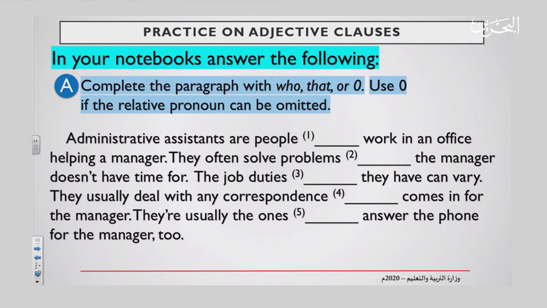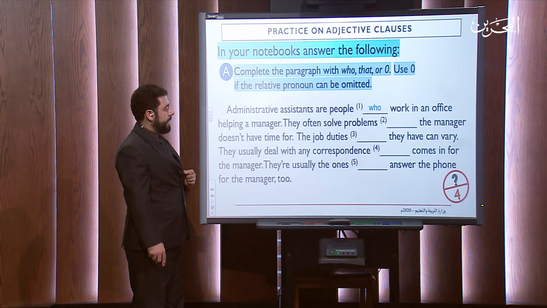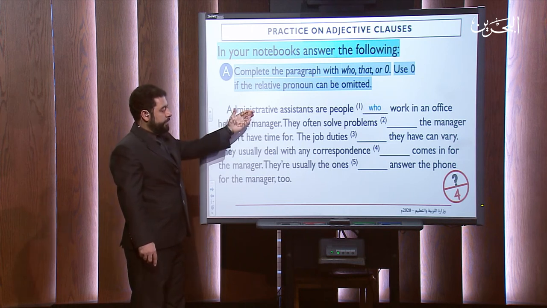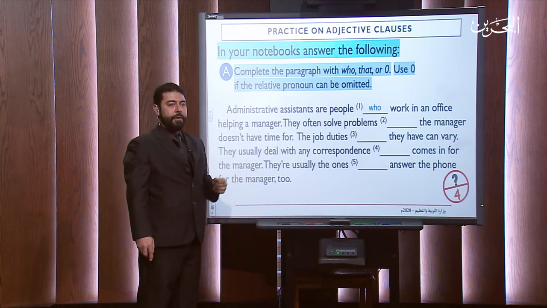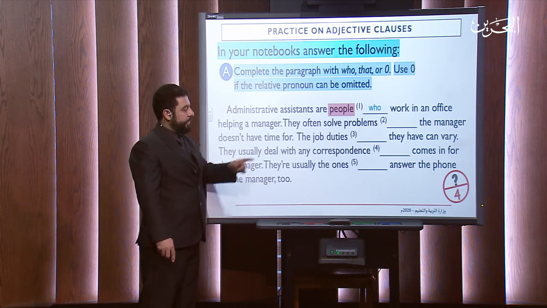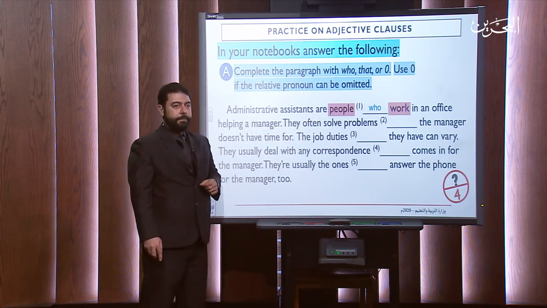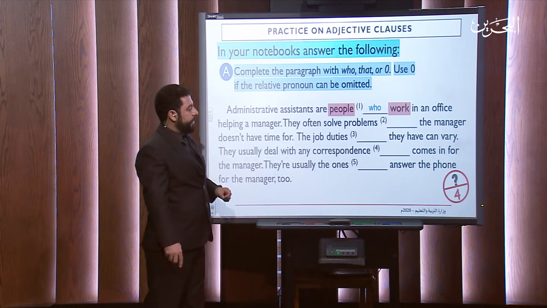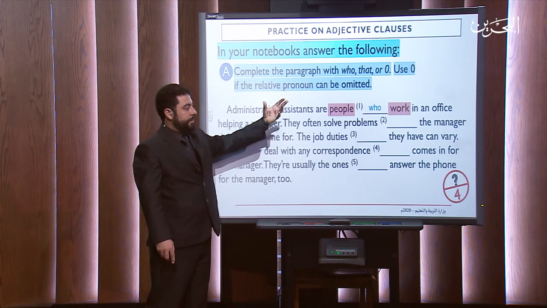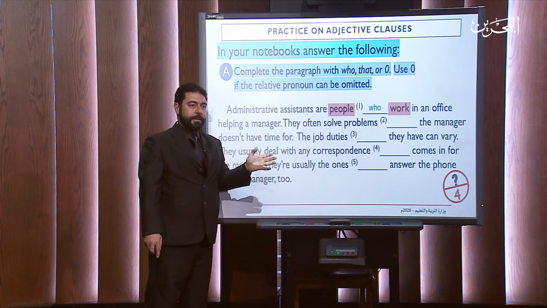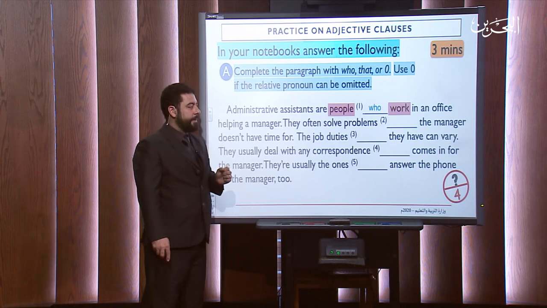Let me do the first one. Administrative assistants are people who work in an office helping a manager. All right, you have 2 to 5 and a mark of 4. And we know that because who is our people. Of course, if you say who work, you write that because the verb comes before a subject. All right. You have 3 marks to do the rest.